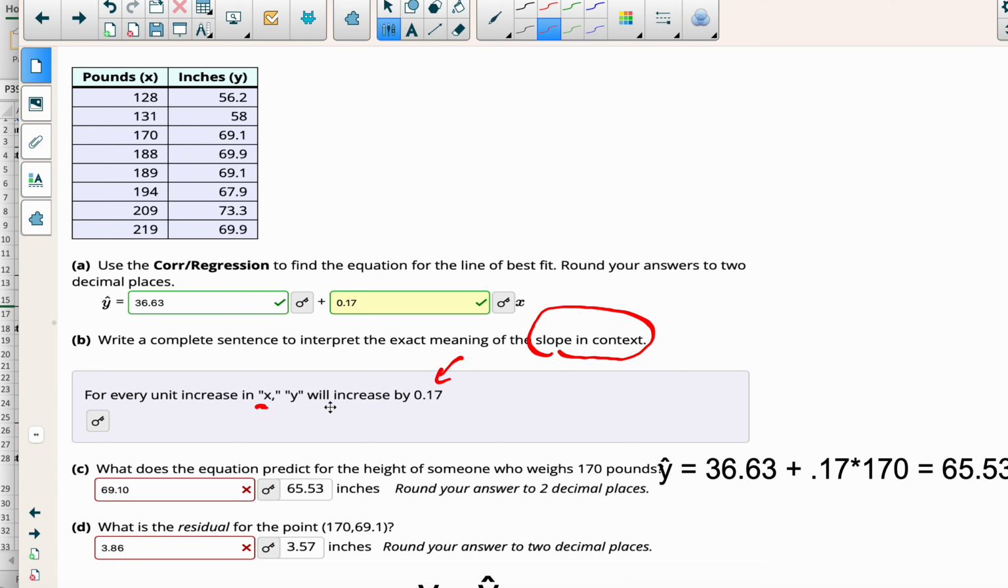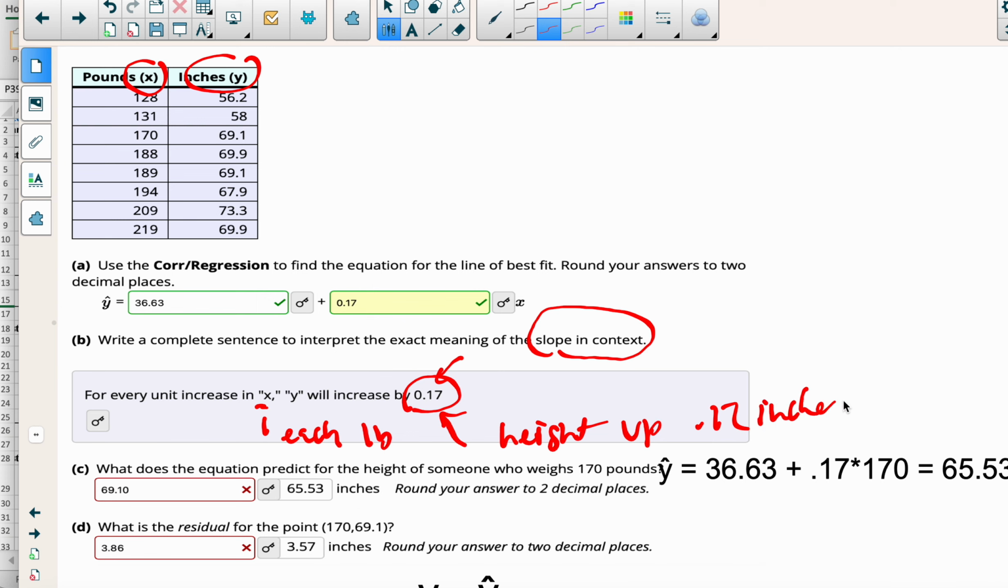Every time x increases by 1 unit, y will increase by 0.17. What is x though? X is pounds, y is inches. So for each pound that goes up, height goes up by 0.17 inches. So when it's asking you to put it in context, you need to go back and in this case talk about pounds and inches. This is correct, right? But it's not in context. I did go back and give you credit. You'll see your average went up a hair.